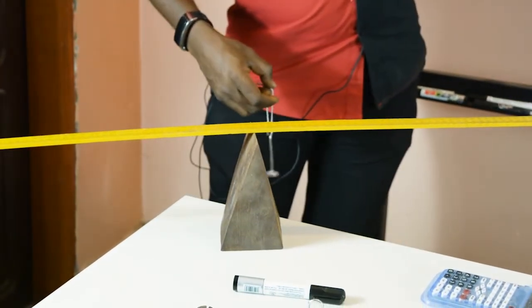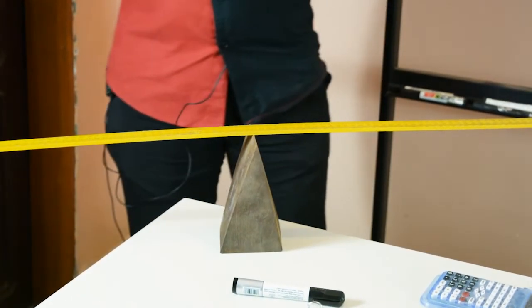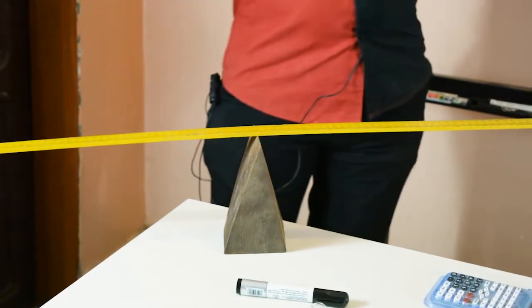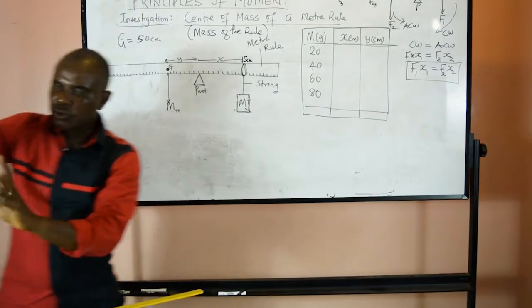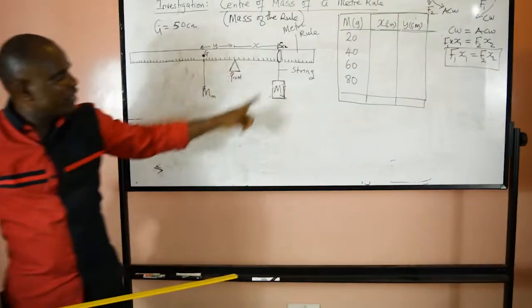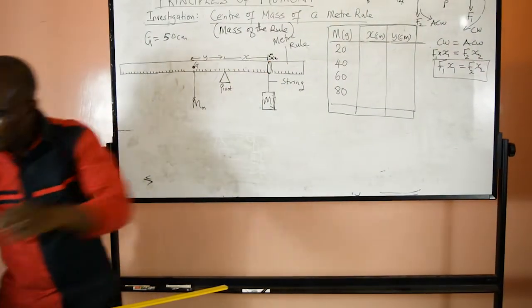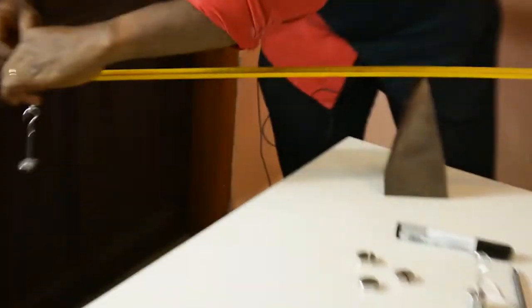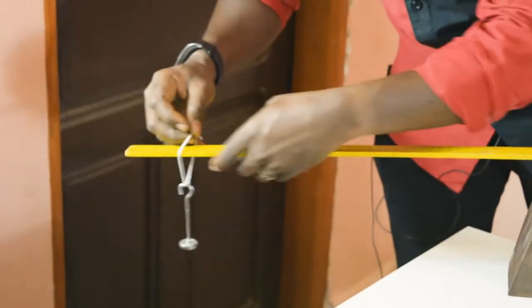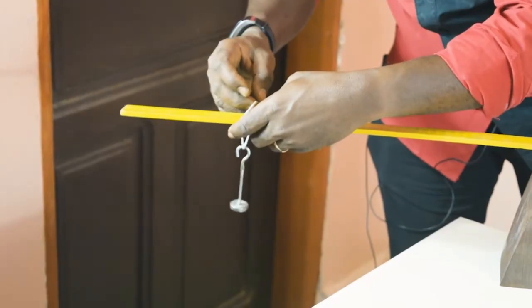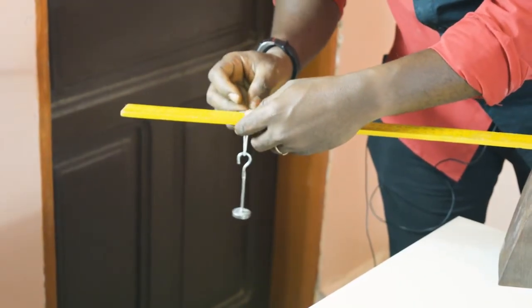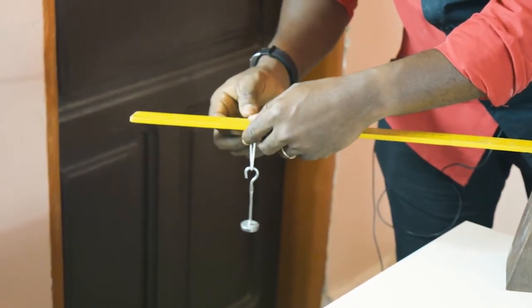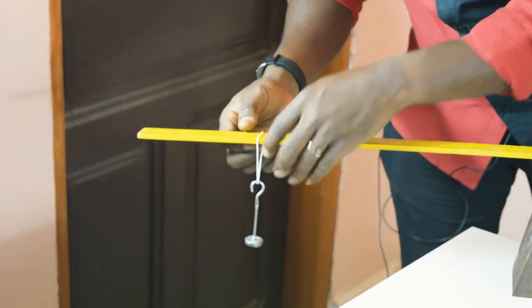Now I want to fix this mass. I'm taking a 20 gram mass first of all. That's the 20 gram mass. I started on the loop, and I want to fix it at 15 centimeter. So I'll fix it right here at 15 centimeter. 15 centimeter is somewhere here. So I ensure it is there.